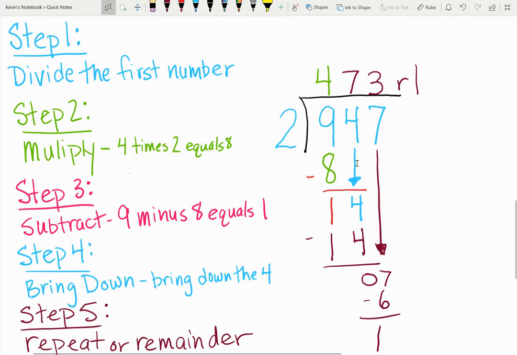Step 4, bring down the 4. And step 5 is repeat. So then you repeat the whole process over. 14 divided by 2 is 7. Go back to step 2, multiply 7 times 2 is 14. Step 3, subtract, 0. Step 4, bring down the 7. And then you subtract 7 minus 6 is 1. And then you repeat. Now, once your remainder is smaller than your divisor, in this case 1 is less than 2, you're done. Your remainder stands at the top.